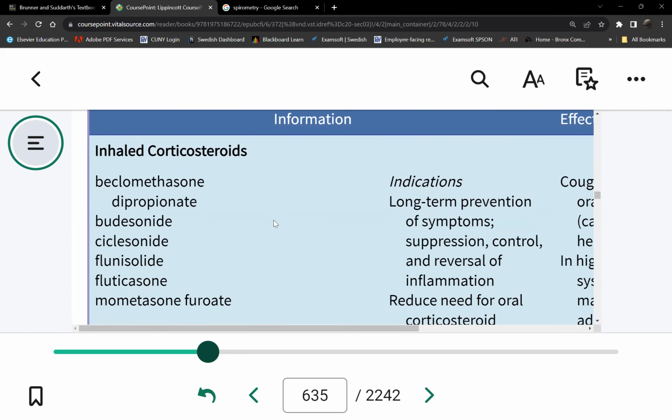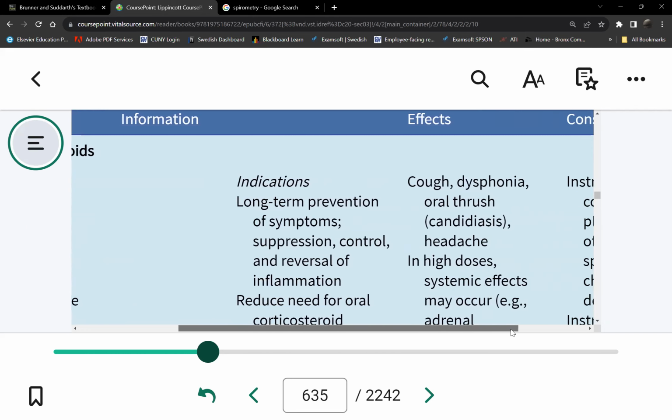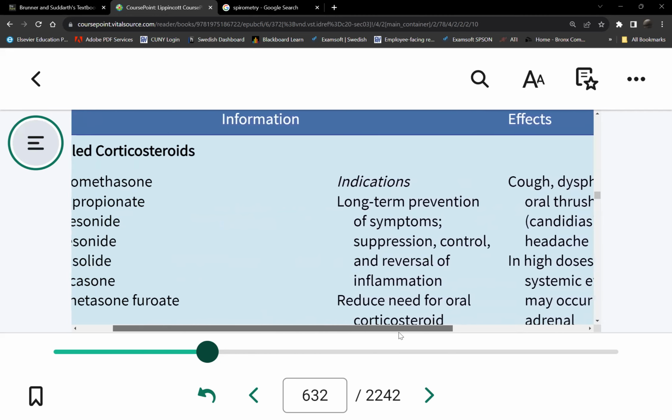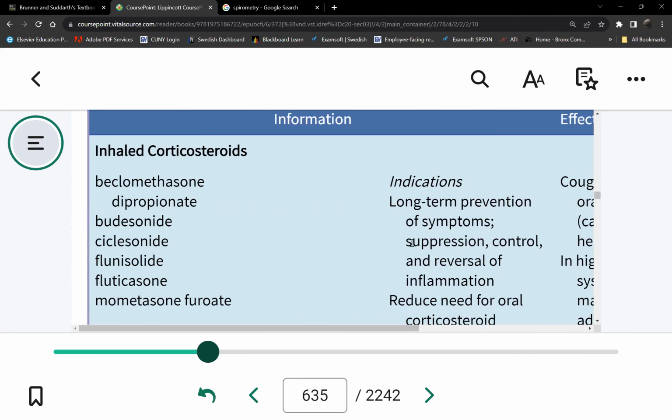Let's continue. So here's fluticasone. So these are inhaled steroids. But these are now LABAs. Okay, these are long-acting bronchodilators. So what's your teaching with LABAs? Yes, but what else? How do we use these things?